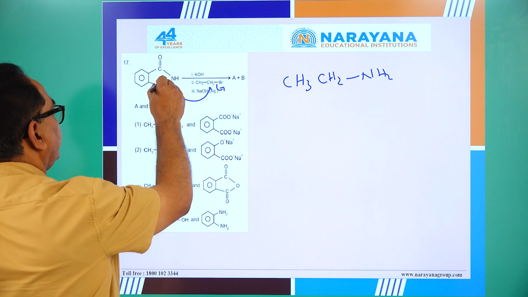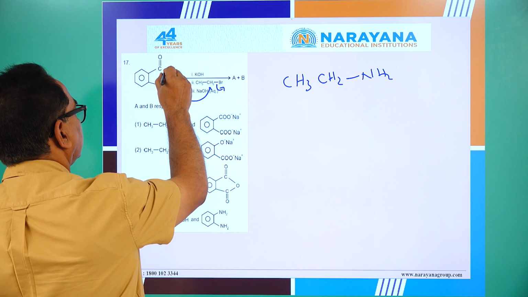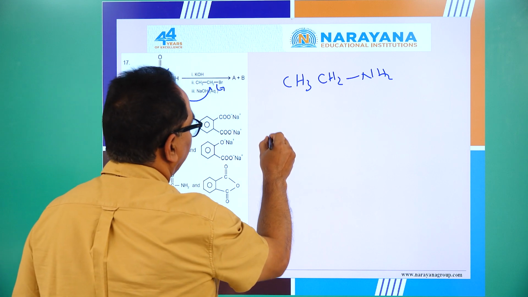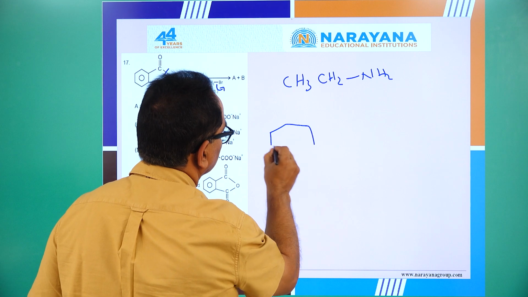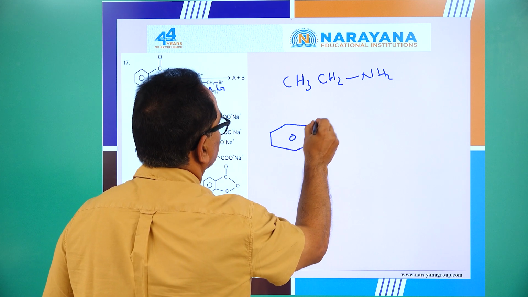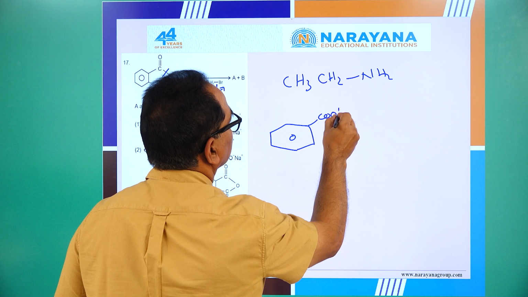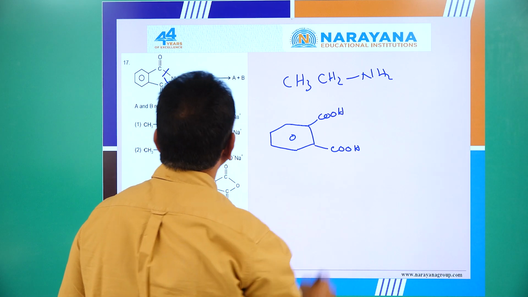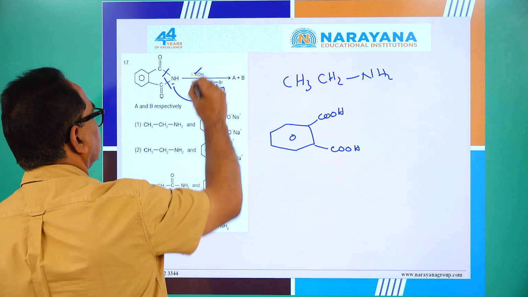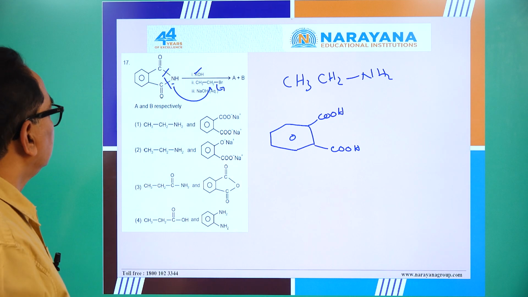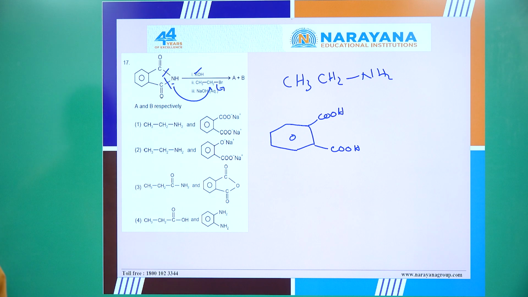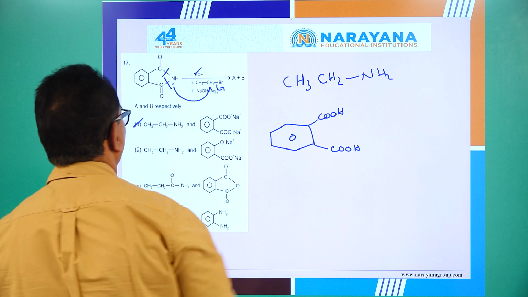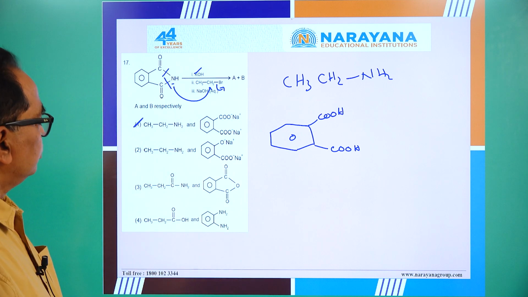And this bond will be broken in the final step by hydrolysis. Then we get phthalic acid actually. But this reaction takes place in the presence of a base. That's why you will get a salt. So here the correct answer is 1. Moving to the next question.